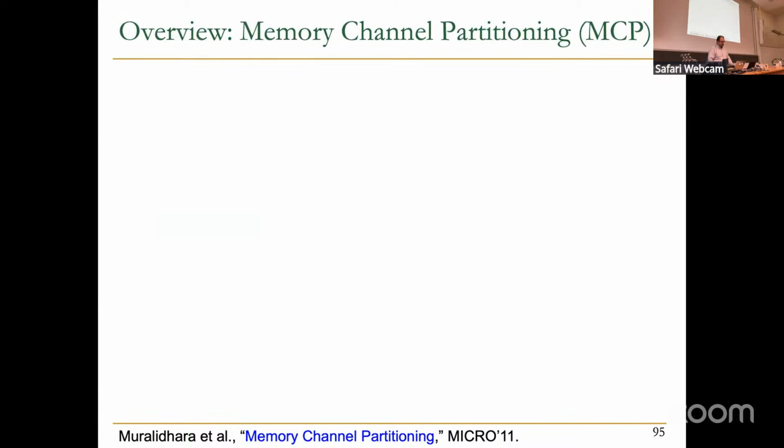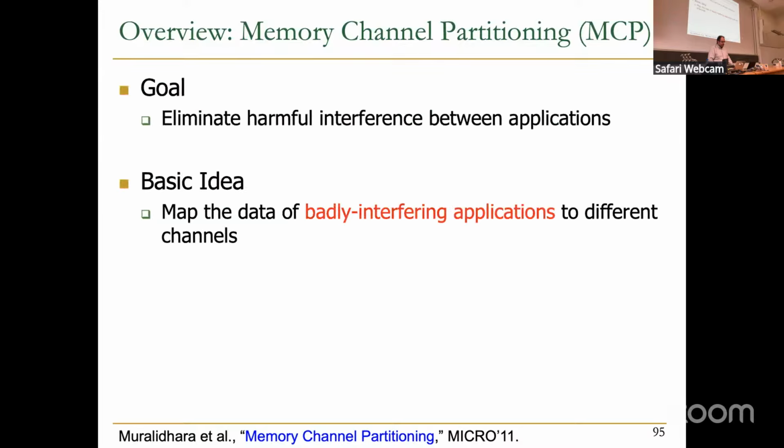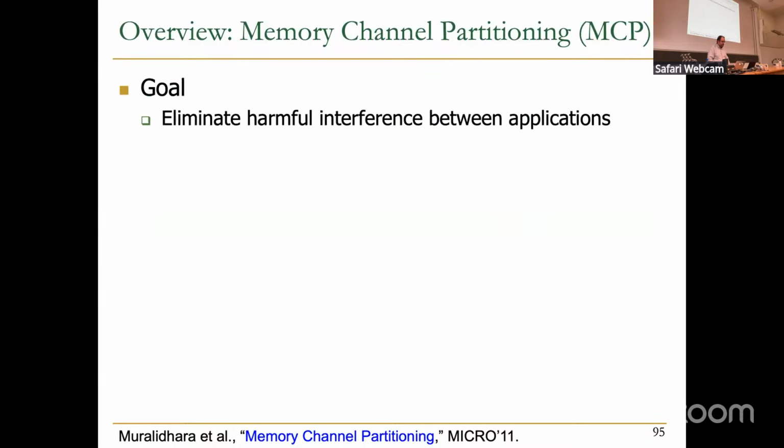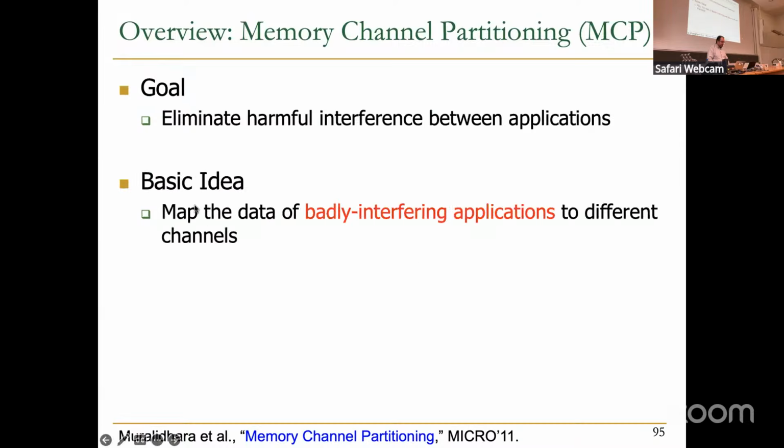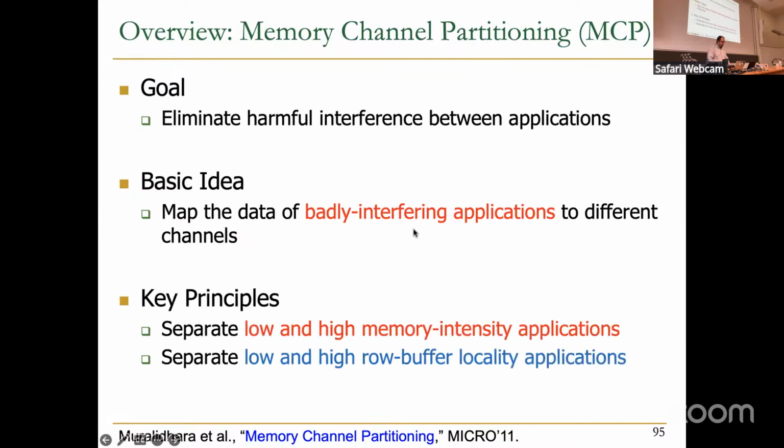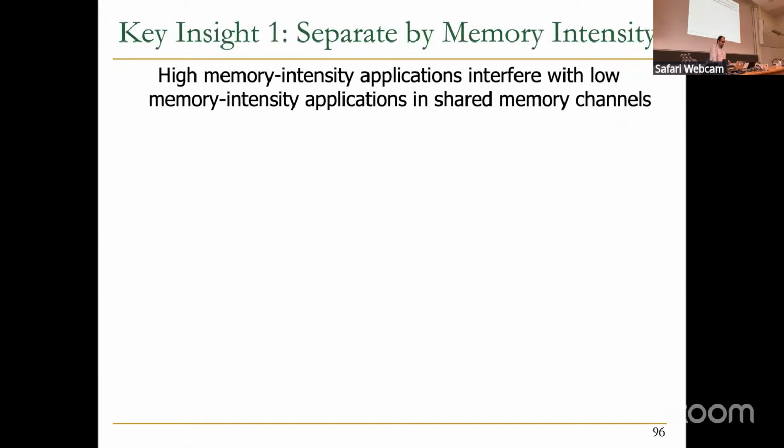Okay. So memory channel partitioning, the goal is to eliminate harmful interference between applications. The basic idea is to map the data of badly interfering applications to different channels. So we are using two key principles: separate low and high memory intensity applications, and also separate low and high row buffer locality applications. And you can also think of why it's good to use these two principles. But I'm going to also show some examples.